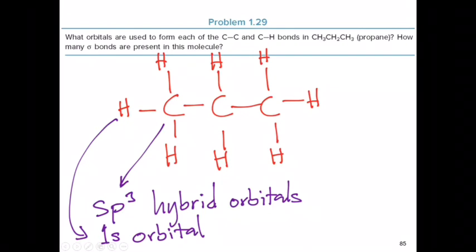The second question here is asking how many sigma bonds are present in this molecule. So if you remember, a sigma bond is basically a single bond. So all you have to do is count the total number of single bonds here, and that would be the total number of sigma bonds. So in this molecule, we have 1, 2, 3, 4, 5, 6, 7, 8, 9, 10. So since we have 10 single bonds, there are a total of 10 sigma bonds.